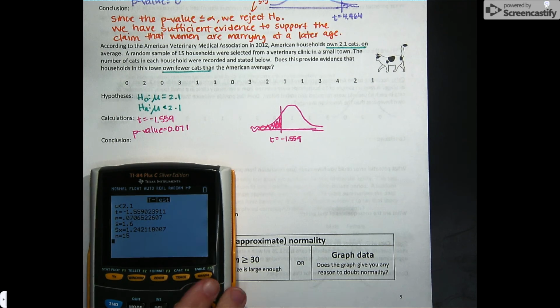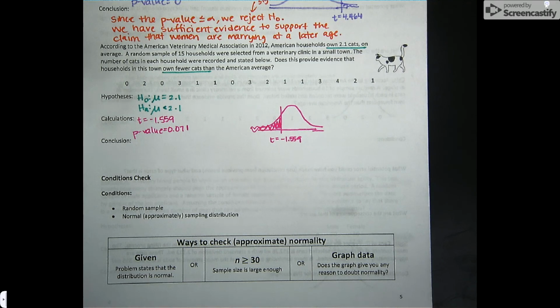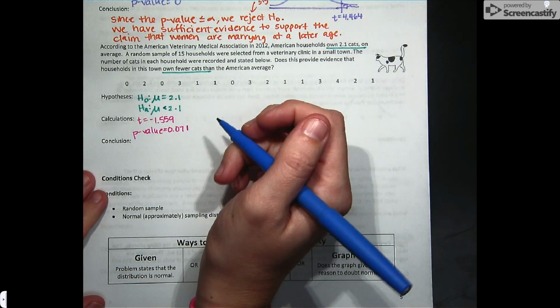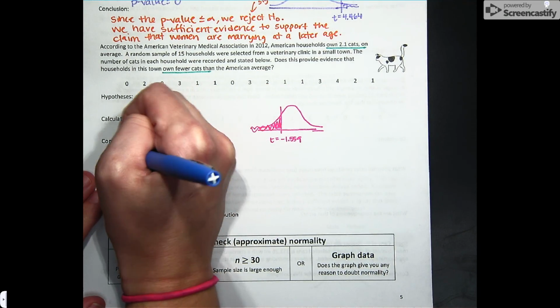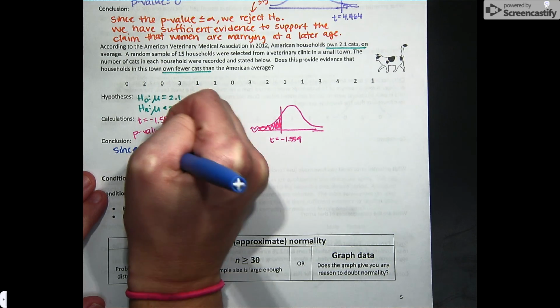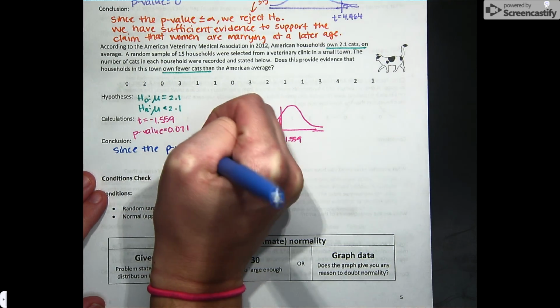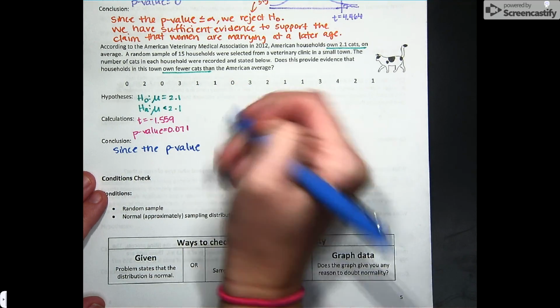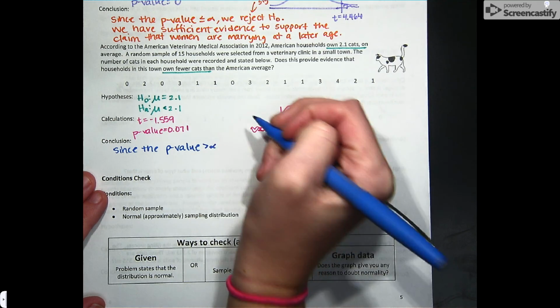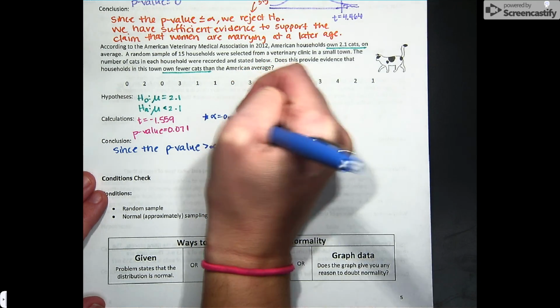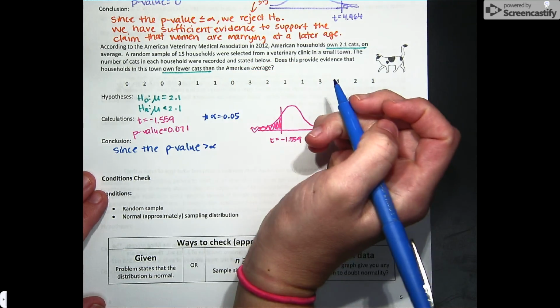Okay, so now we need to write our conclusion. So once again, your conclusion is always 2 sentences. The first thing you need to do is compare the p-value to alpha and say whether you reject or fail to reject the null hypothesis. So since the p-value, in this case 0.07, is greater than alpha, remember that alpha is 0.05, 0.07 is greater than that.